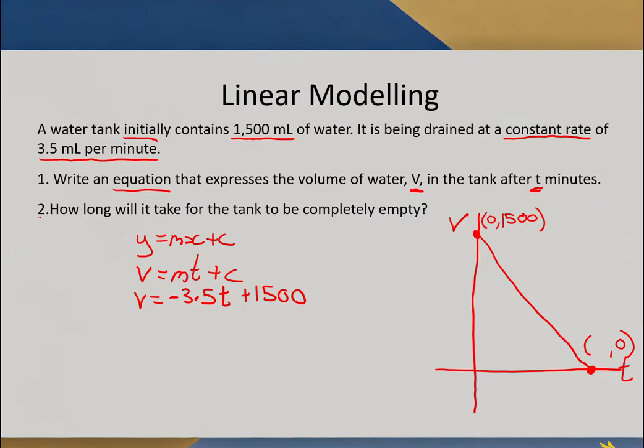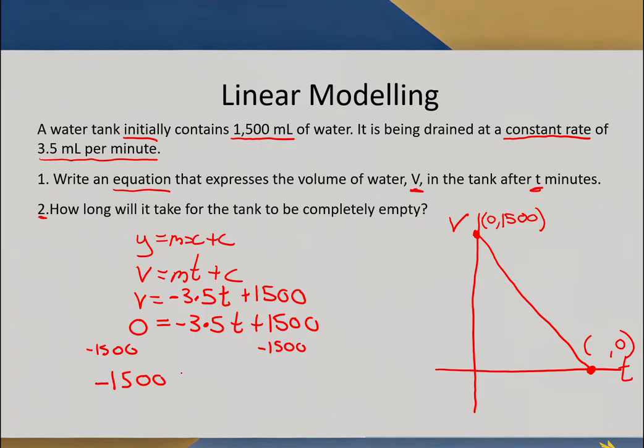Now, the second question asks us how long it will take for the tank to be completely empty. We've got that already on our graph over here. That just says we want to find the x-intercept. To find the x-intercept, we make our volume 0. So 0 is equal to negative 3.5 t plus 1500. I will then take away 1500 from both sides to get my constant gone.